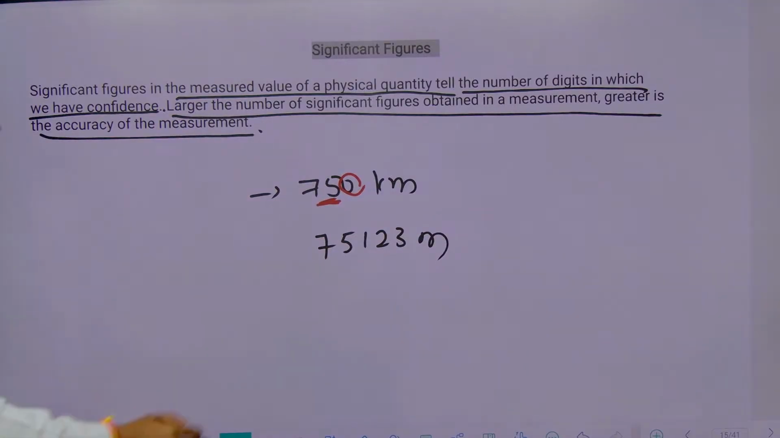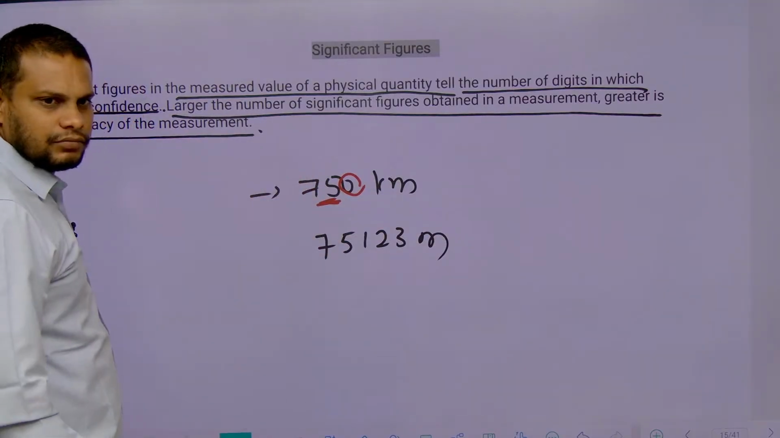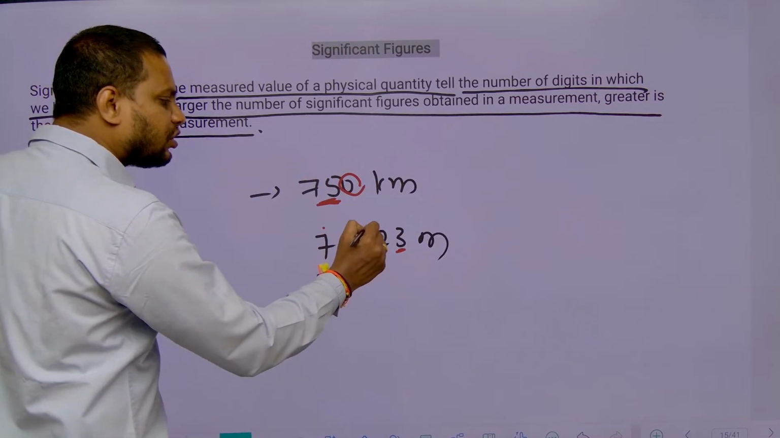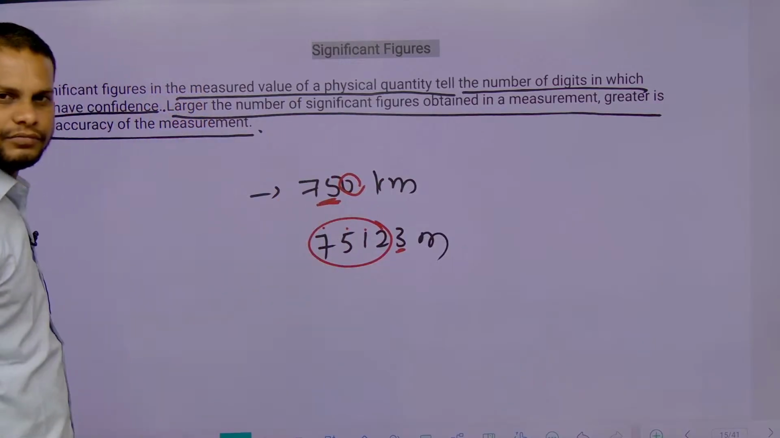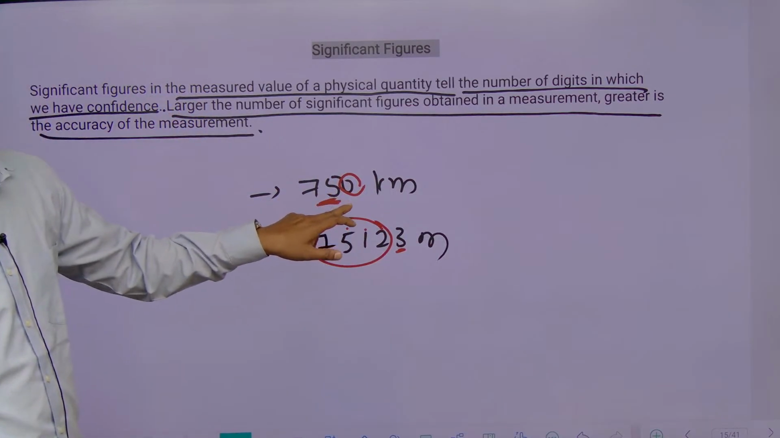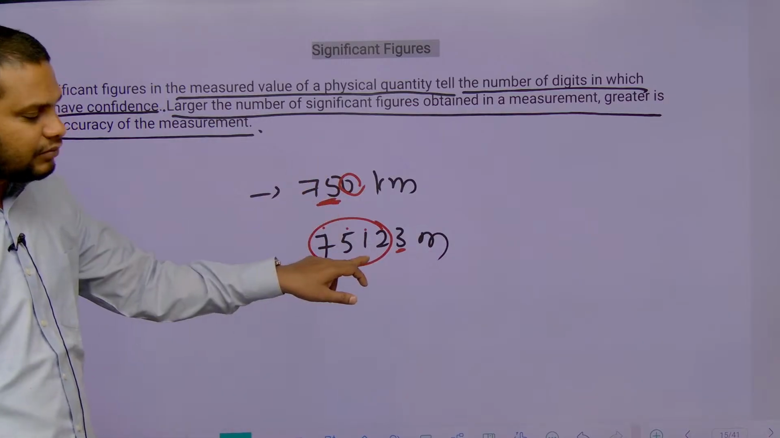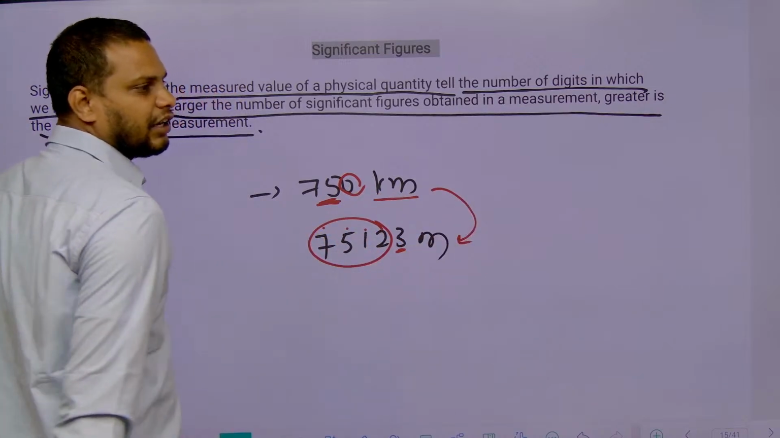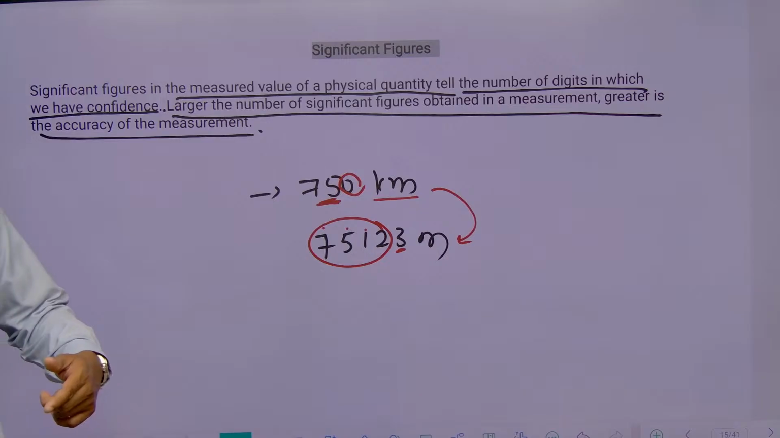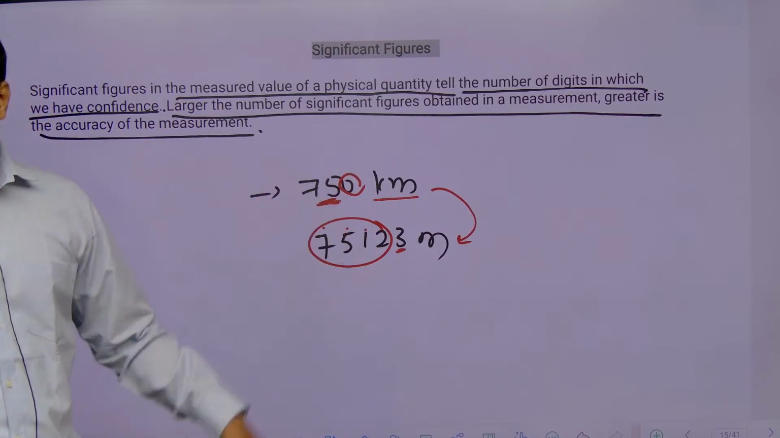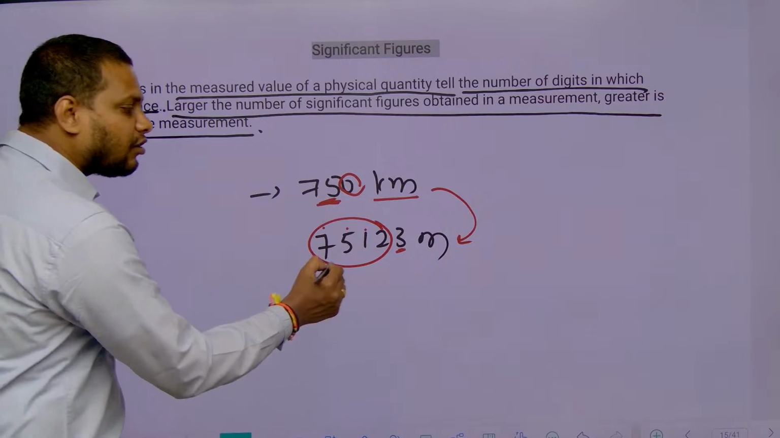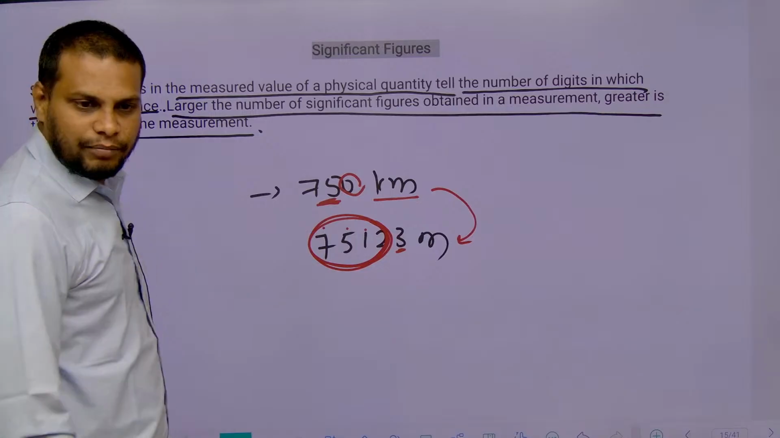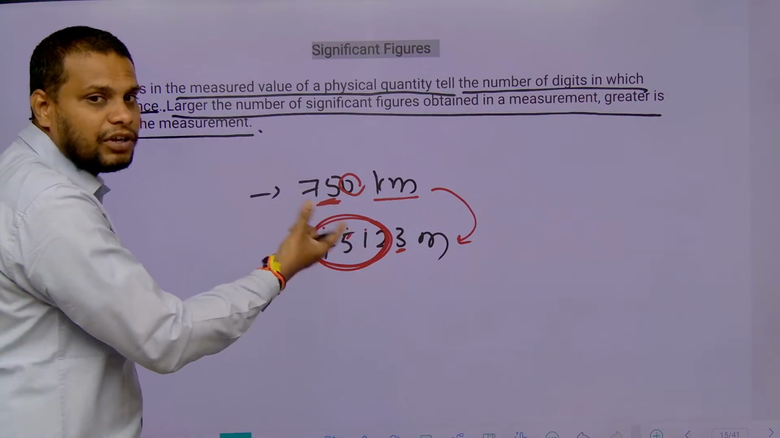Now here, how many numbers can you trust? If you leave the last digit, 1, 2, 3, 4, four digits are trustworthy, right? In the above one, only 2 digits are trustworthy. In the below one, 4 digits are trustworthy. So the same thing, I converted kilometers into meters. If I take meters, the value will be more trustworthy than kilometers, because in meters we have more reliable numbers. Are you clear? In meters we have more reliable numbers, more numbers we can trust.